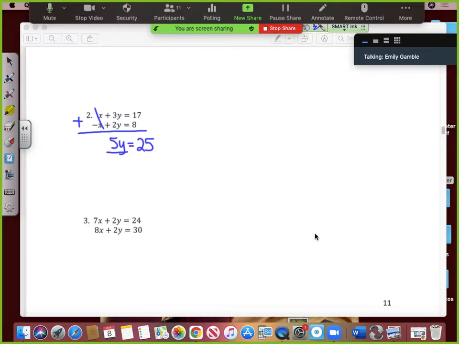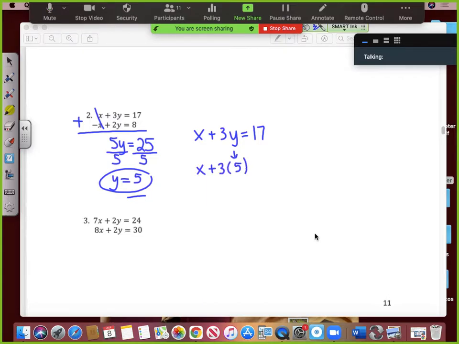Once I have that, I can quickly solve for y by dividing both sides by 5, and I get y is equal to 5. After you have one of the solutions, then what you do is pick the equation that you would want to work with. I like the first one, x plus 3y equals 17. I now discovered that y is equal to 5, so I'm going to replace a 5 here for y. And then I will solve for x. 3 times 5 is 15, so we have x plus 15 equals 17. I subtract both sides by 15, and I get x is equal to 2. That means altogether my final answer in ordered pair form will be 2, 5.